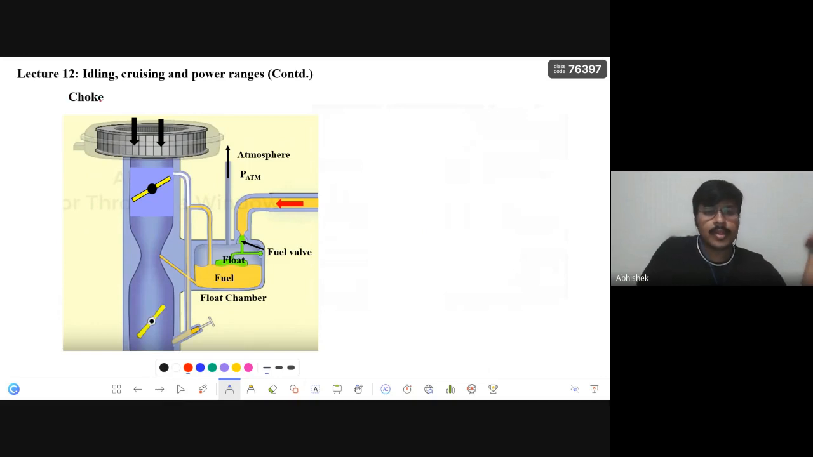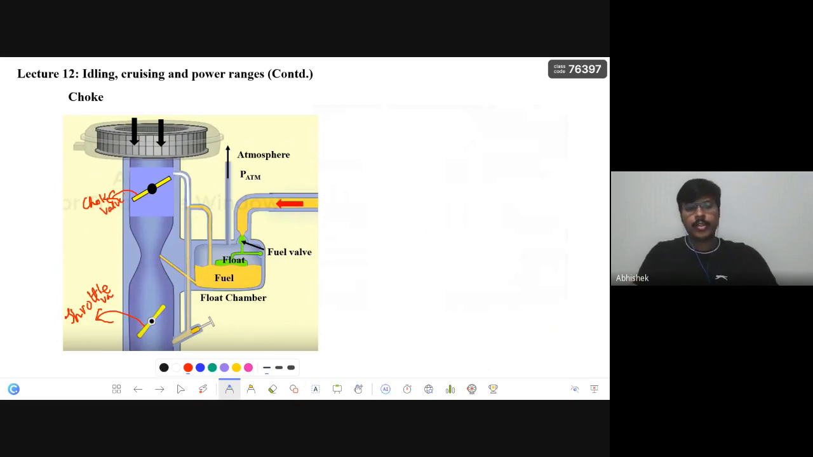Then, as I said, there are two valves already present. Now, what are their functions? We'll just go through it briefly. This one is the choke, and this one is the throttle. This is the choke valve. This is the throttle valve. Now, what is its function?